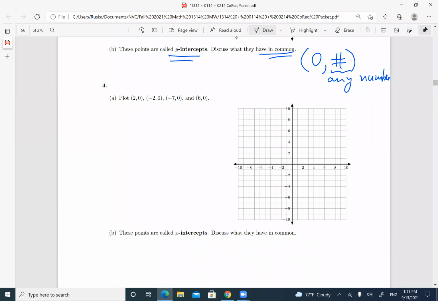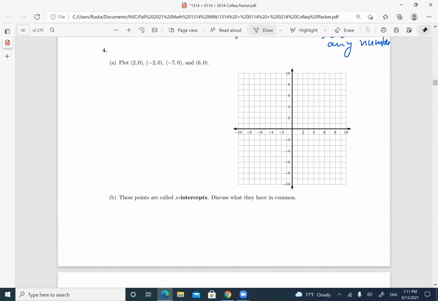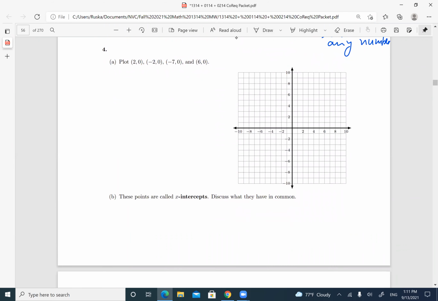Okay, then you're going to go to the next one, which is number 4. We're going to plot 2, 0, negative 2, 0, negative 7, 0, and 6, 0. All of these numbers are also the same way. If you look at them, they have 0, 0, 0 in the second coordinate. So the y coordinate is 0. So when you graph it, the first one is going to be here. This point is 2 and 0. And then we have negative 2 and 0. And then you have negative 7 and 0. And also 6, 0.